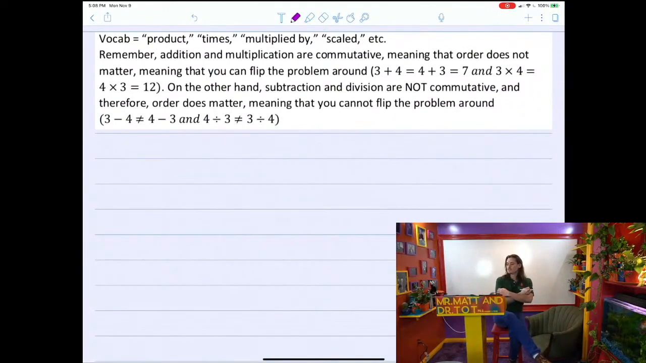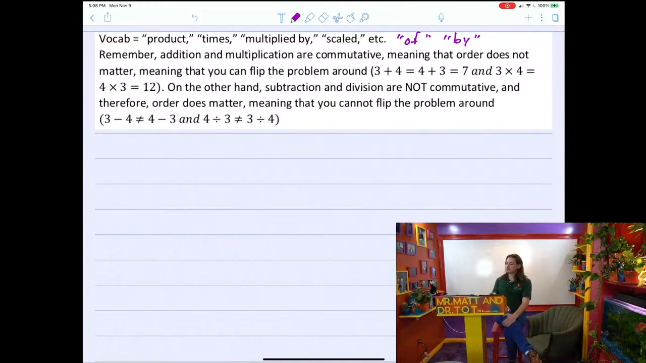We also need to go through some vocab. They're not always going to strictly just say 3 multiplied by 6, even though you will see that. Some other names or words that imply multiplication: product, times, the phrase multiplied by, scaled also implies multiplication. Another one, the preposition of, so 3 of 6, or by, can also imply multiplication. And those come up a lot in word problems, and we'll get some examples of those.